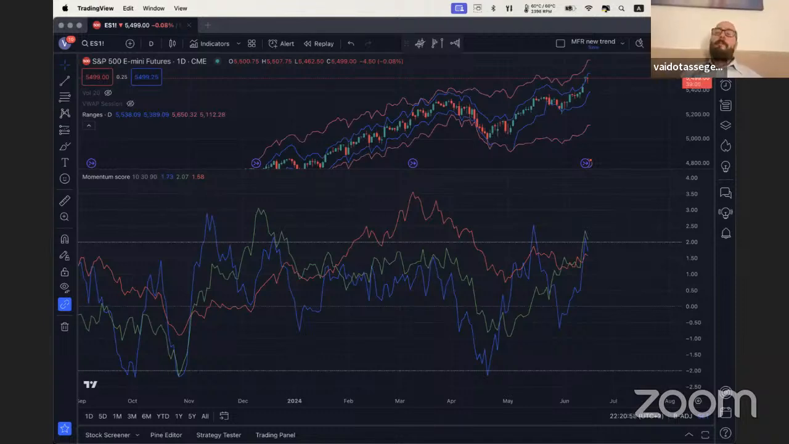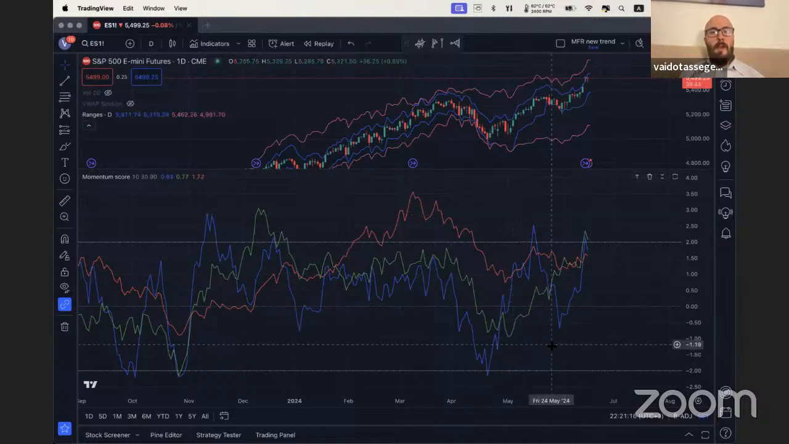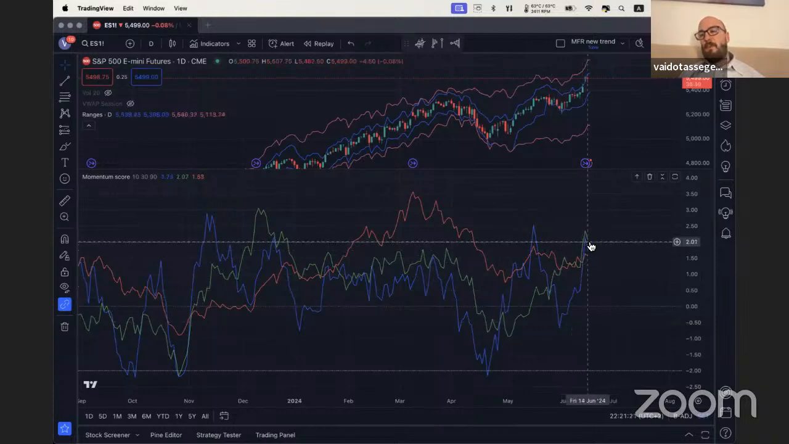Yeah, so first of all, let's talk about the direction of momentum, and very good questions. But the first thing to consider is whether momentum is going up or down. So now you can see that, for example, short-term momentum was going up for quite a while. Now it reached 2 and it's going down.